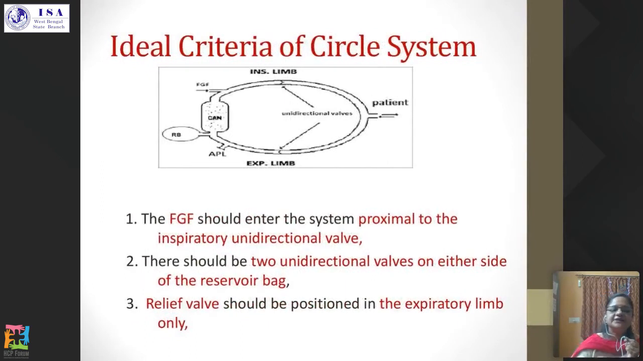The ideal criteria for the circle system: the fresh gas flow should enter the system proximal to the inspiratory unidirectional valve. This is the entry of fresh gas flow, and this is the inspiratory unidirectional valve. This was a question. There should be two unidirectional valves on either side of the reservoir bag, and the relief valve should be positioned in the expiratory limb. This is the expiratory limb. Here is a relief valve to reduce the increased pressure generated in the expiratory limb.